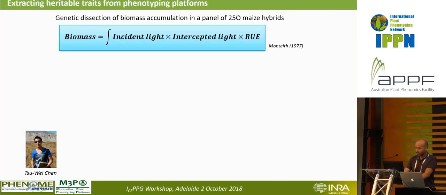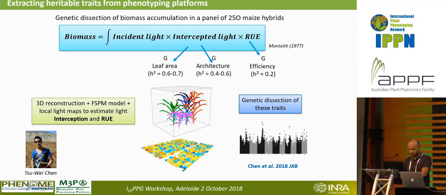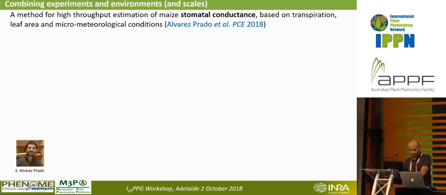Similarly, we go back to the equation of Monteith. This is the work of Sugei, and he used a 3D reconstruction plus a functional structural plant model combined with the local light maps that I showed before to estimate light interception and radiation use efficiency in 250 maize hybrids and different experiments. And he could dissect the genetic architecture of these traits and found interesting information.